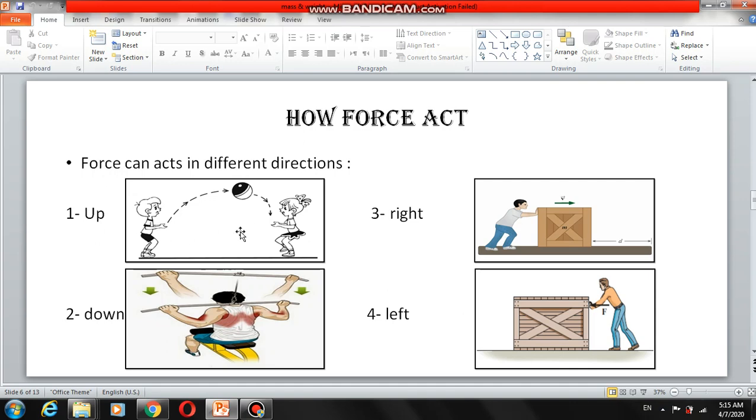Up, as you see in this picture, this boy and this girl are playing with a ball. This boy threw the ball up, so force can act up. Down, as we see, this man can pull the weight down, so force can act down. In this picture, this man pushes this box to the right, so force can act right, and this man pushes the box left. So force can act in different directions: up, down, right, and left.